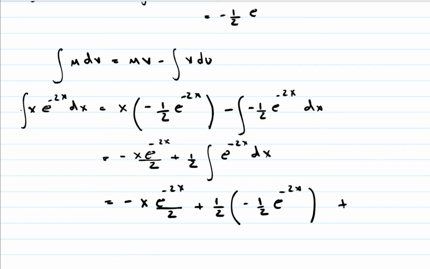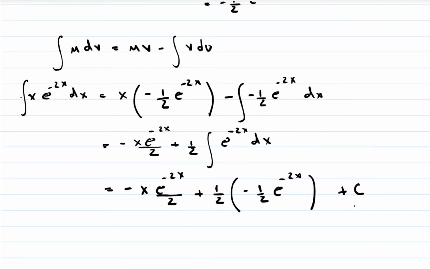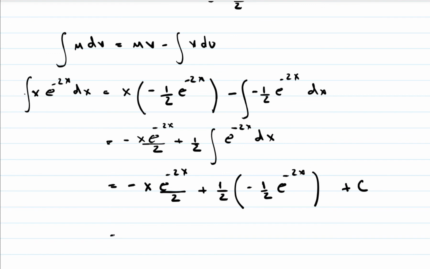And now we can put our c at the end of all of it. Now we have just organized this. It's going to become minus x e raised to minus 2x divided by 2, and then this becomes minus, because we have plus and minus, and then this will become 1 divided by 4 e raised to minus 2x plus c, and it is done.